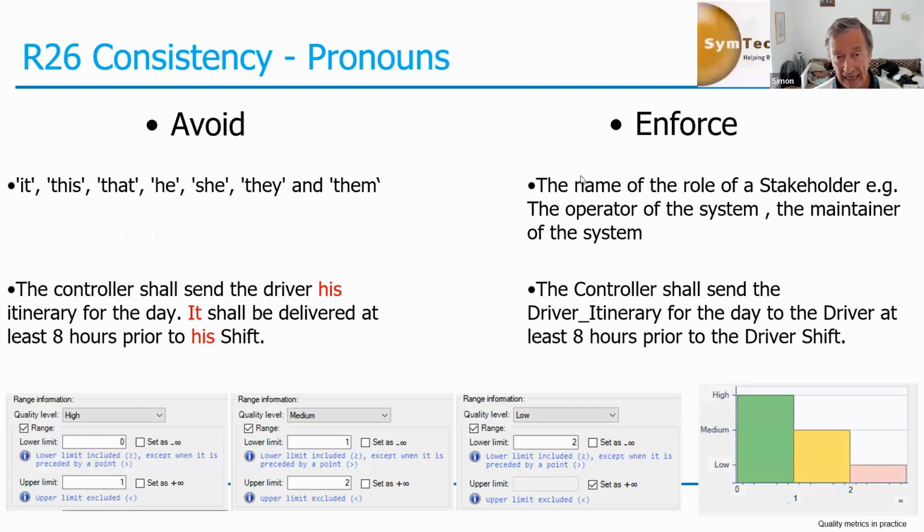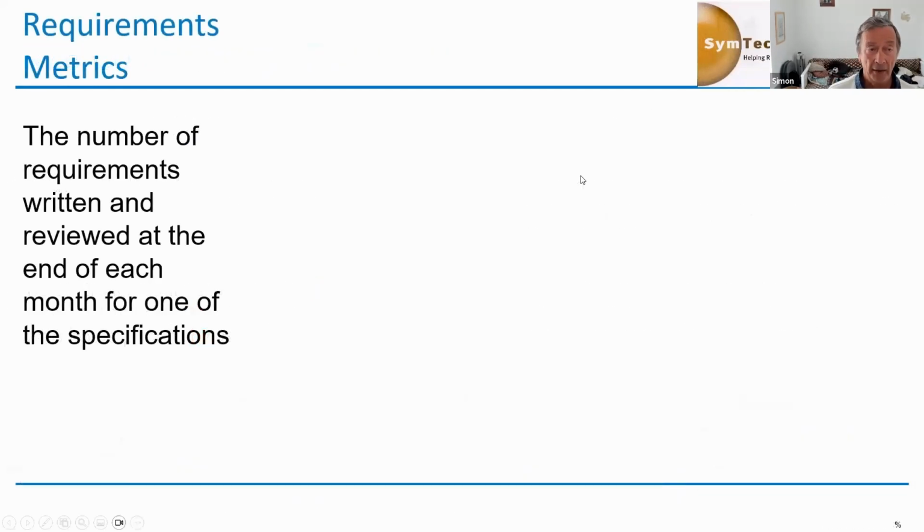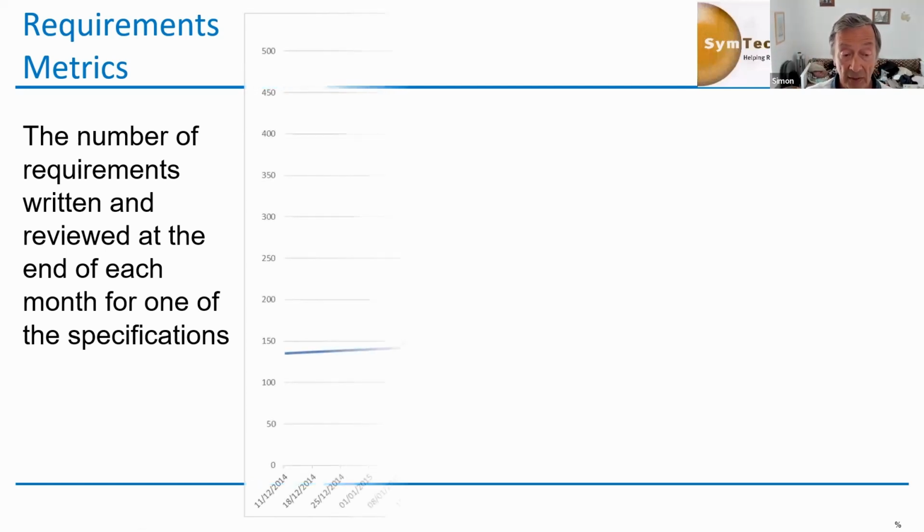Let's actually see how that works. Now, I'm going to give you a graph of the number of requirements written and reviewed at the end of each month. I'm only going to look at one of the specifications. We did it for all of them, but I'm only going to show you one because I've only got limited time. And so we started on the 11th of December 2014 with a whole bunch of requirements.